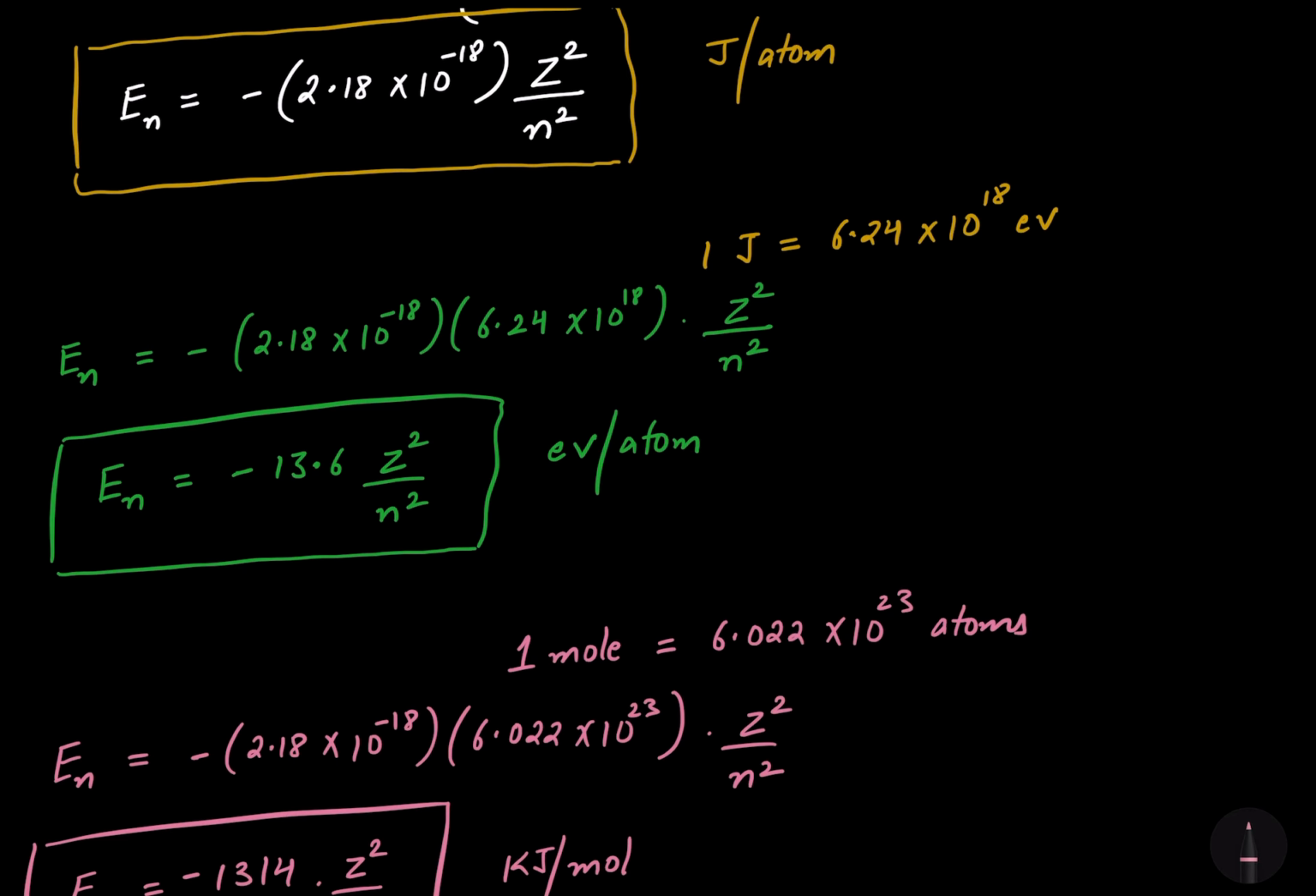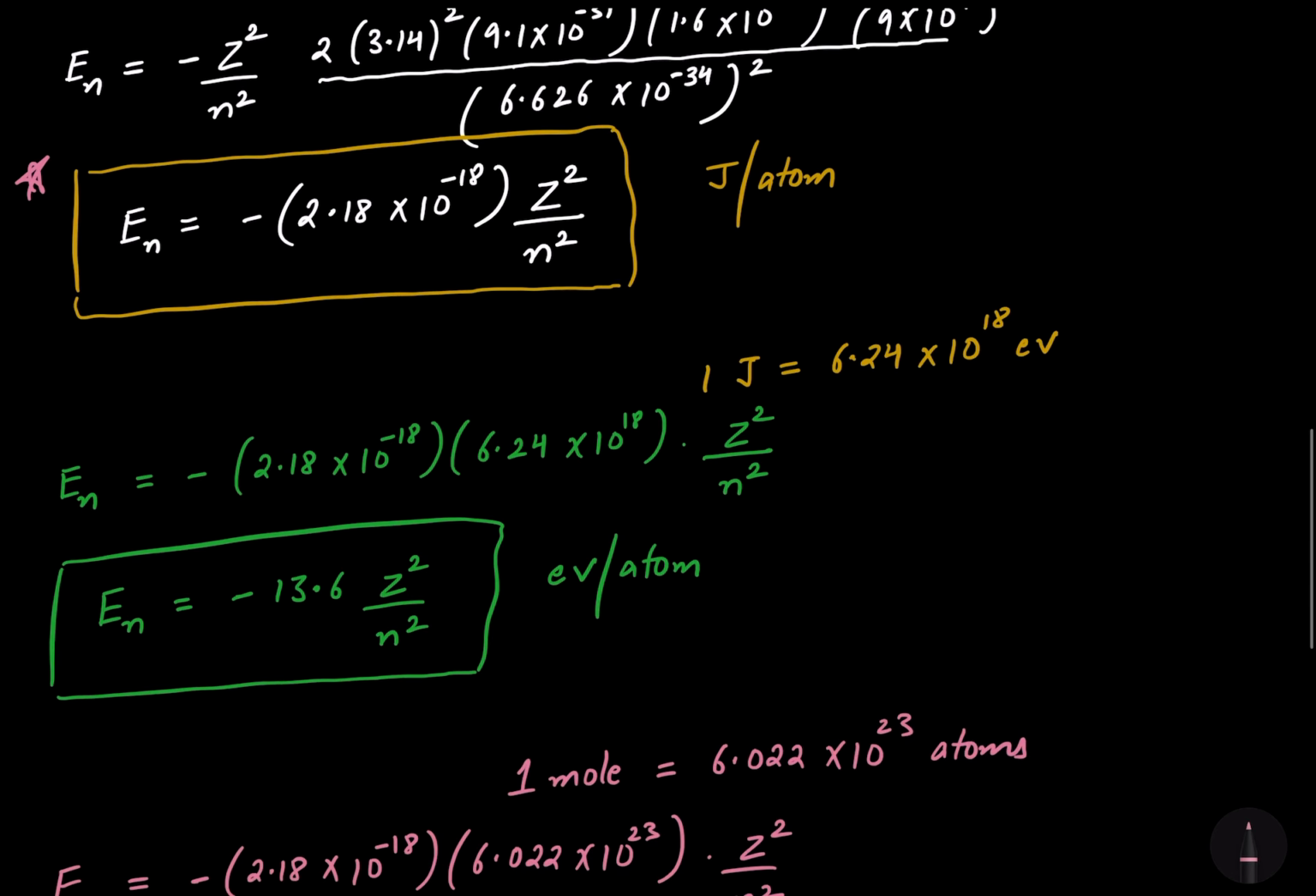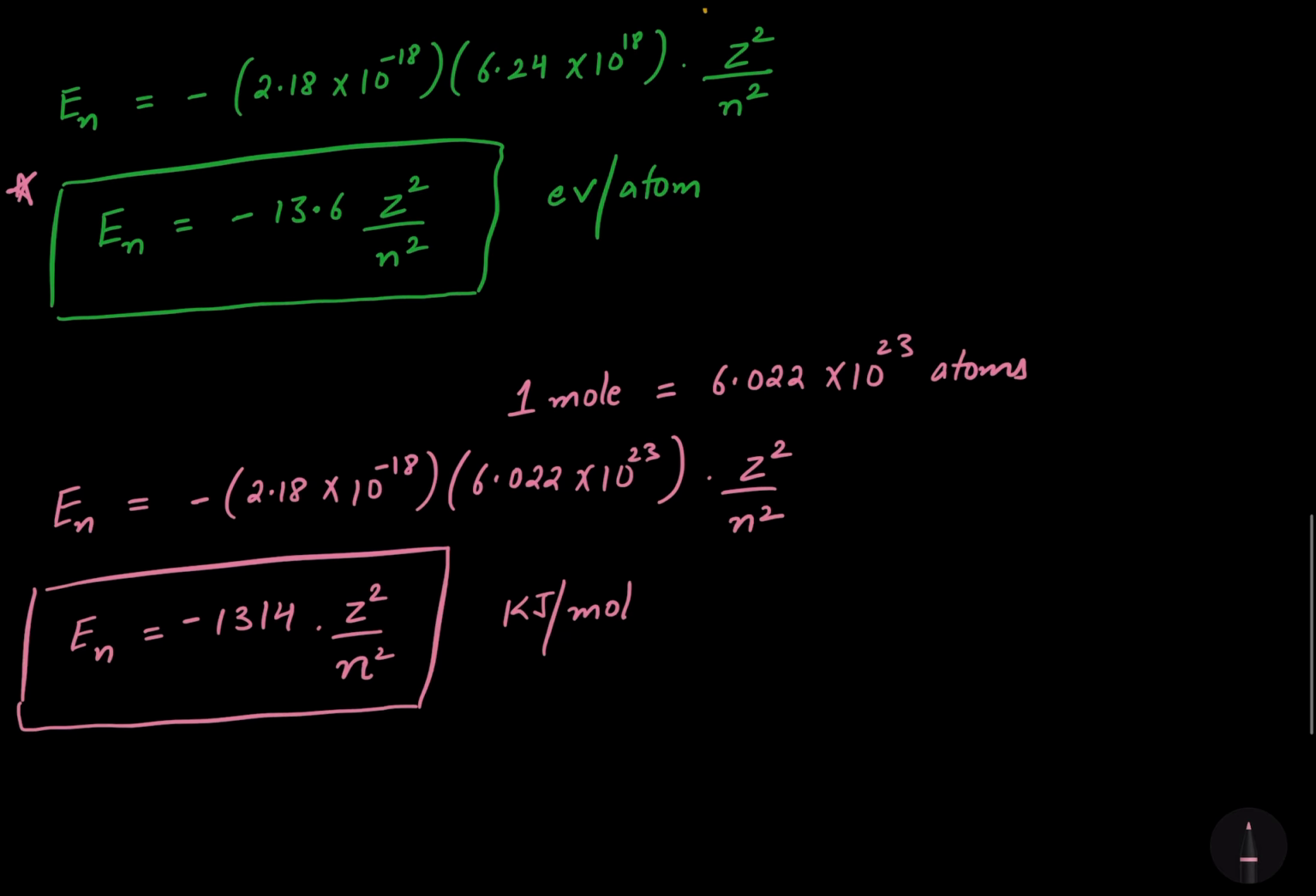So we are having three different formulas of energy with different units. The first one is energy of electron in nth orbit is minus 2.18 into 10 to the power minus 18 into Z square by n square joules per atom. Then energy of electron in nth orbit is minus 13.6 Z square by n square electron volts. And then finally, the energy of electron in nth orbit comes out to be minus 1314 into Z square by n square kilojoules per mole.